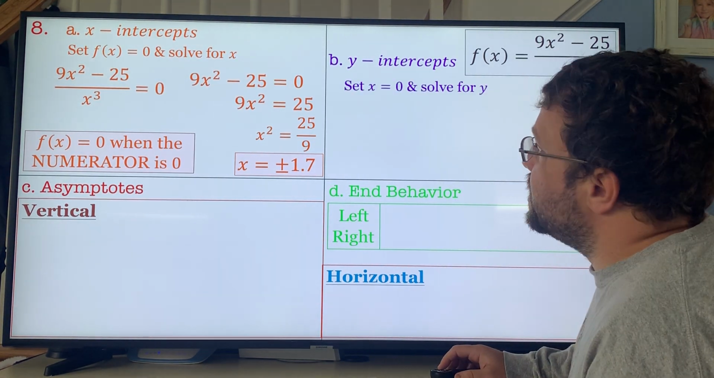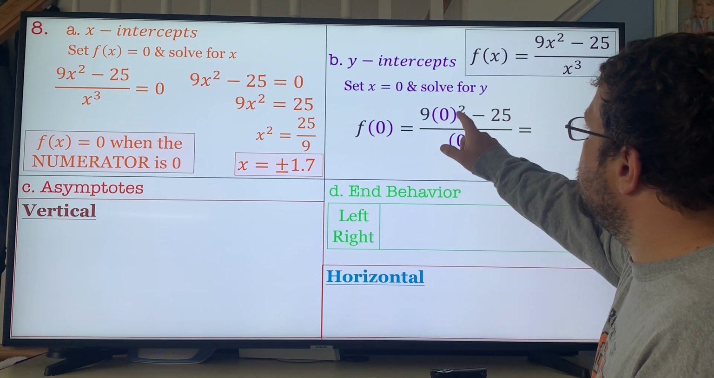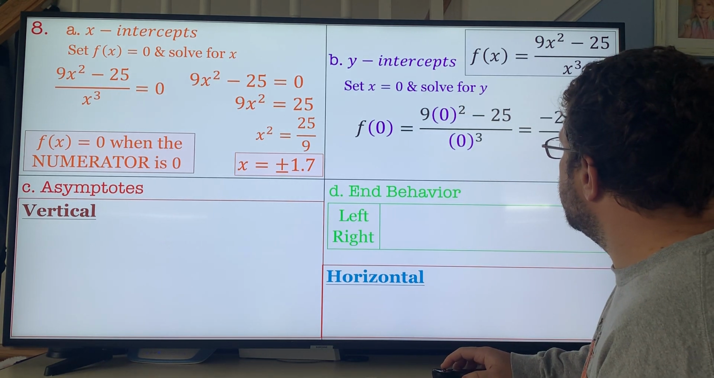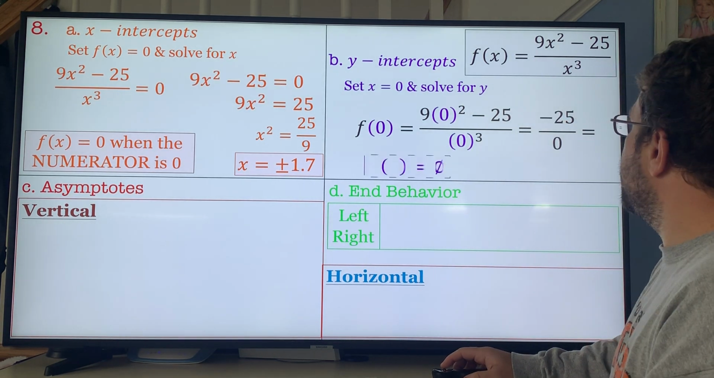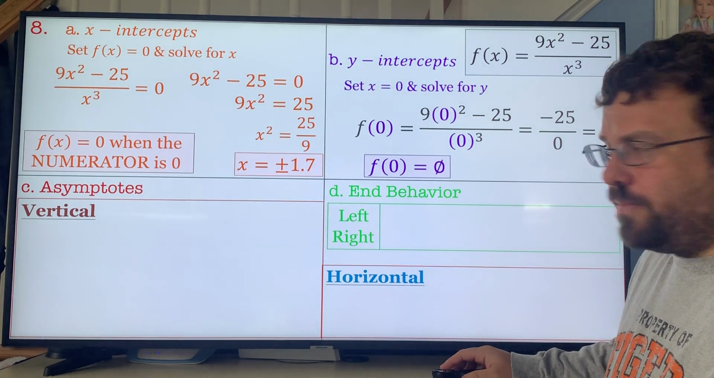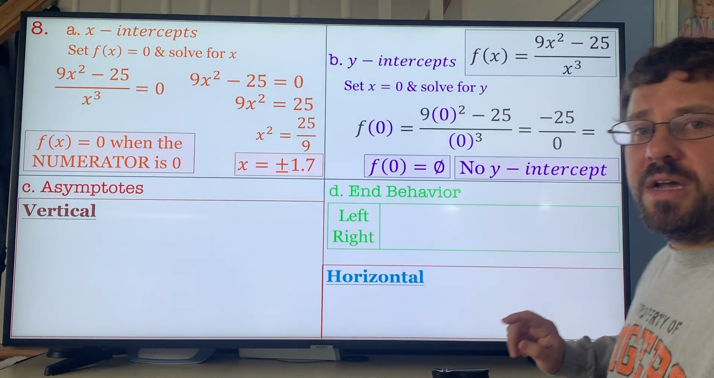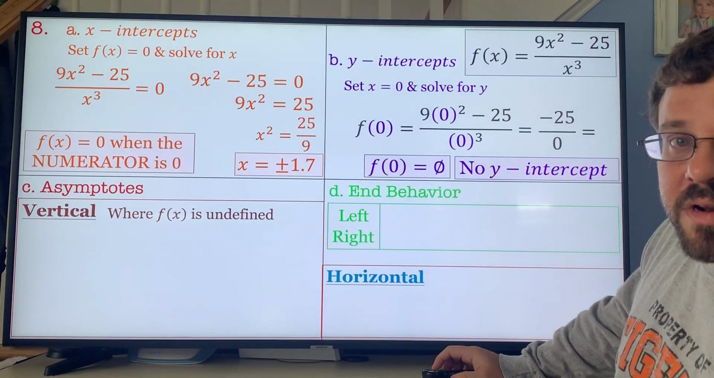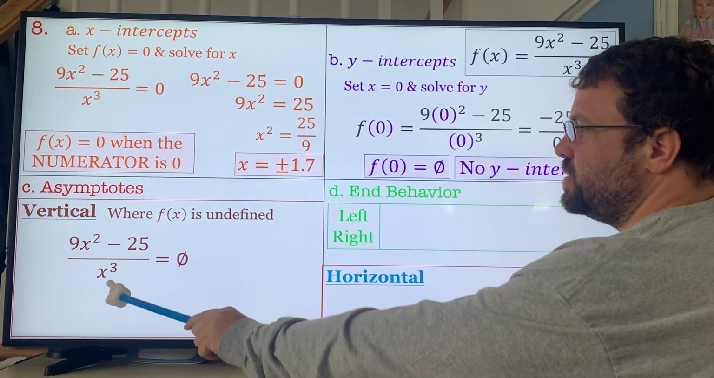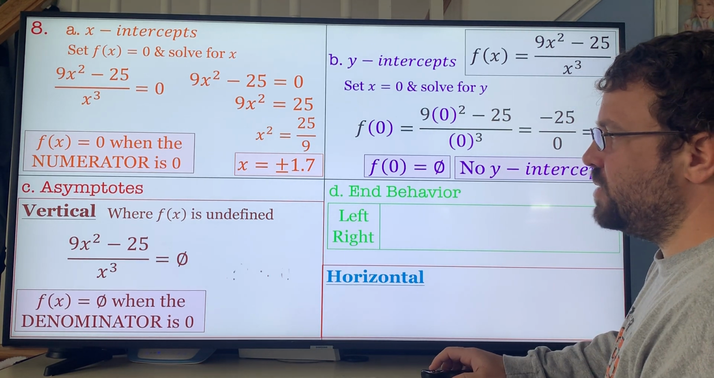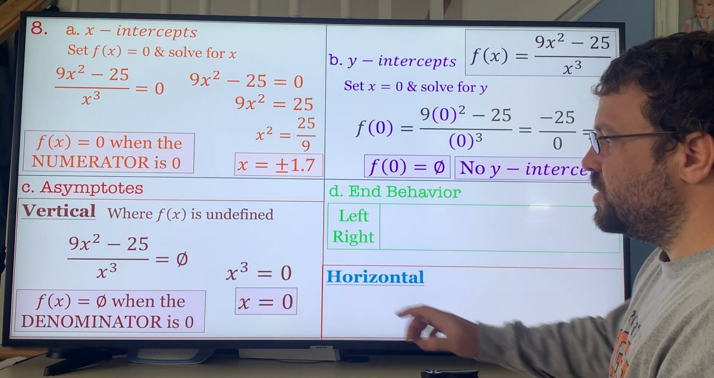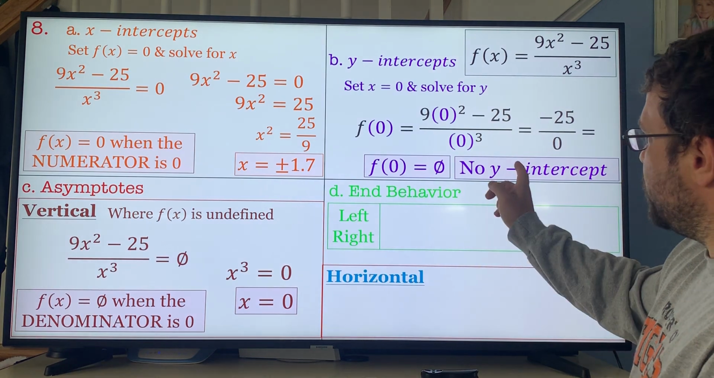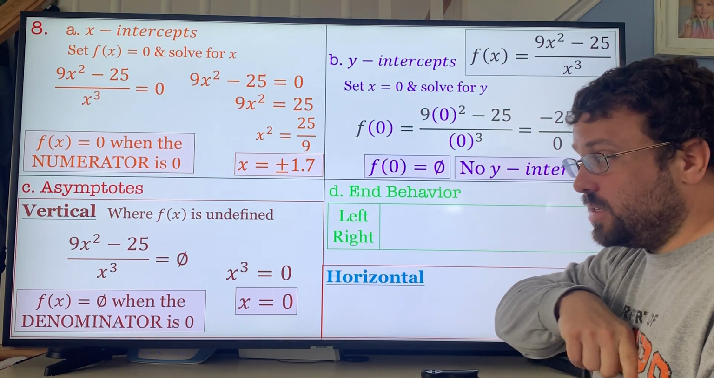Y-intercepts, you set x equal to 0. Uh-oh. You get negative 25 over 0, which is undefined. What does that mean? It means there's no y-intercept. It's never going to touch the y. Vertical asymptote. You want to know why it's never going to touch the y? Because when x cubed equals 0, you have your vertical asymptote. So when x equals 0, the y-intercept is actually your vertical asymptote.